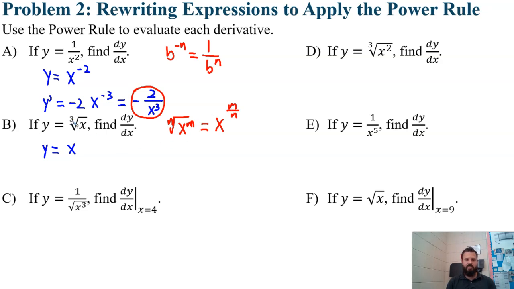Now in this case, I've got a 3rd root. We can think of this as an x to the 1. So I could say this is x to the 1/3 power.